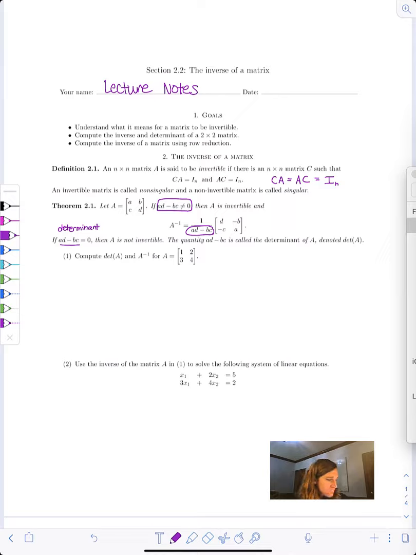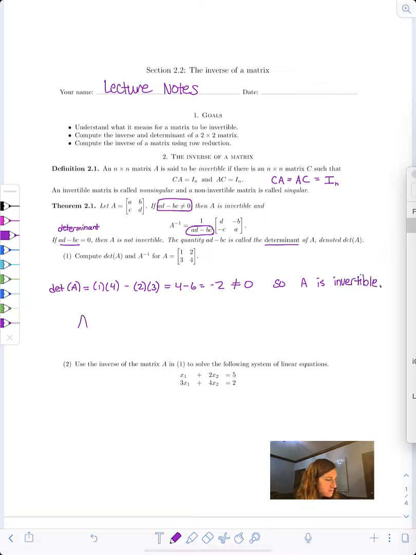Okay, so we wrote that right here. If we want to compute the determinant of this particular matrix, then we do A times D, so that's 1 times 4, minus B times C, so 2 times 3. And so that's 4 minus 6, which is negative 2, and that's not 0. So A is invertible or non-singular.